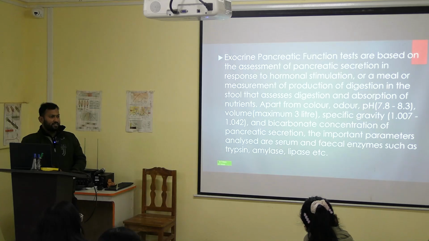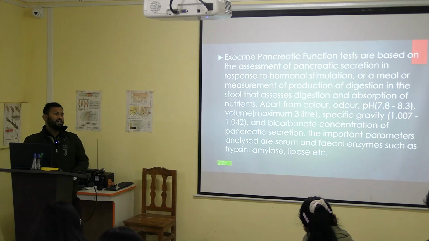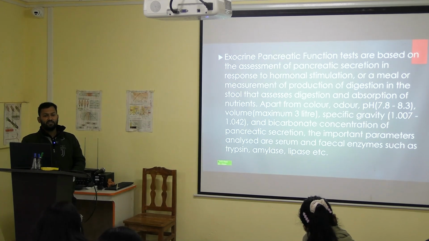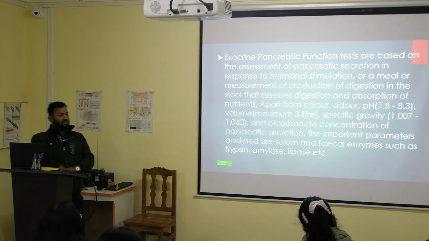One is color. We will see the color of the pancreatic secretion. Then odor, smell. Then this is the pH, 7.8 to 8.3. What is this pH? Basic or acidic? What is the pancreatic pH? It is basic.